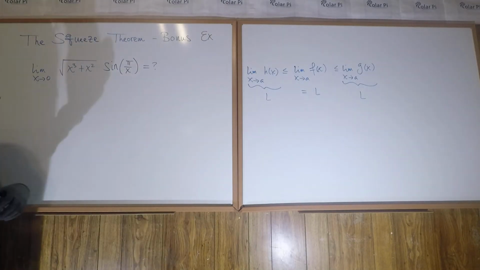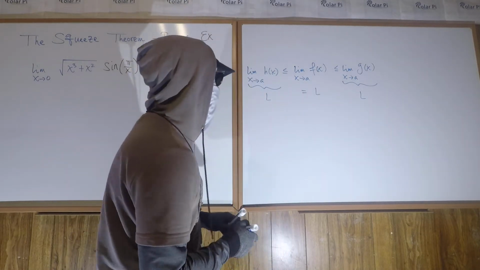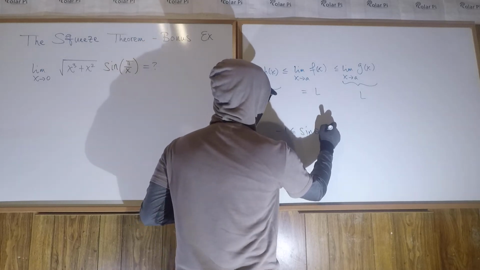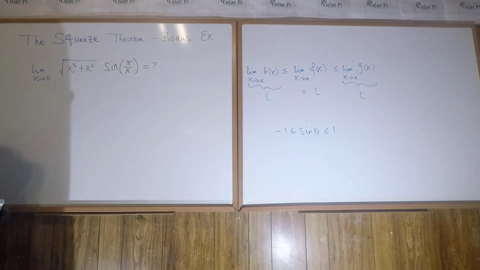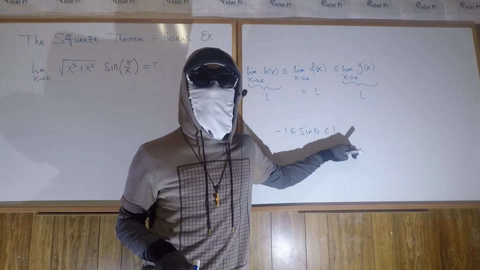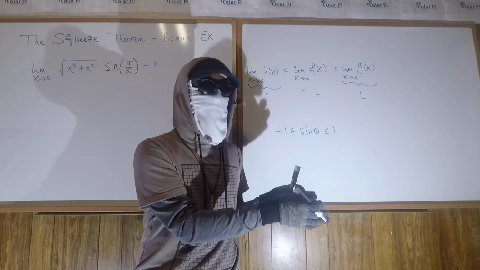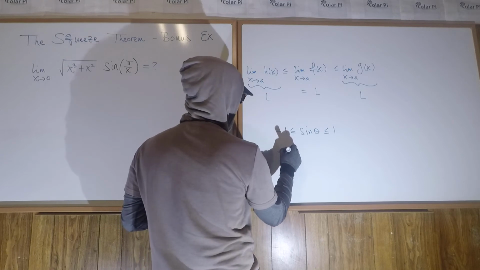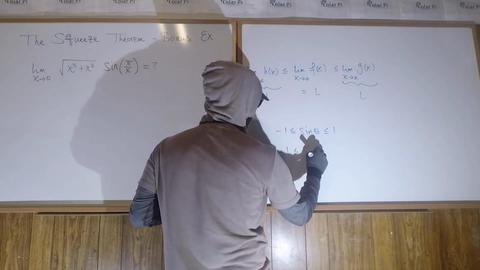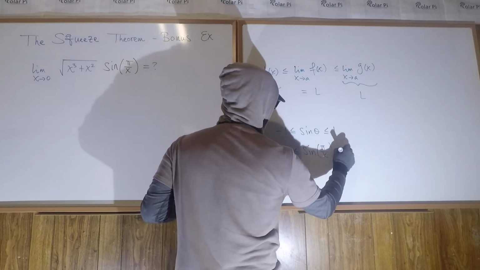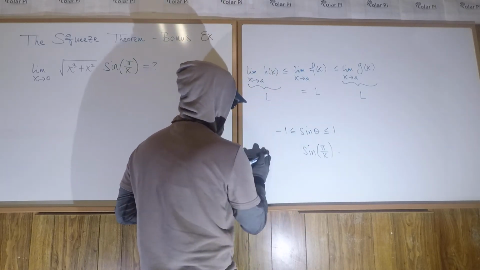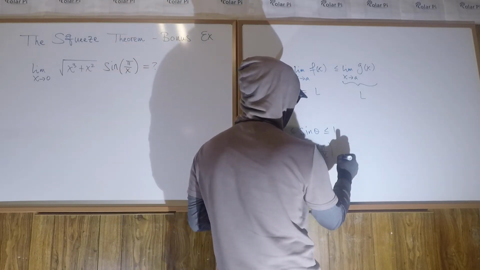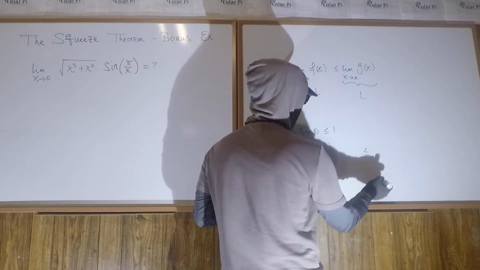So here, what do we do? Anytime you have sine or cosine, you should already know from our experience that -1 is a lower bound for sine of theta, and +1 is an upper bound for it. This is always a good place to go anytime you need to bound sine or cosine, and it doesn't matter what theta is. Theta here is pi over x. It'll still be true that -1 is less than or equal to sine of pi over x, which is in turn less than or equal to 1. Let me write this distant.